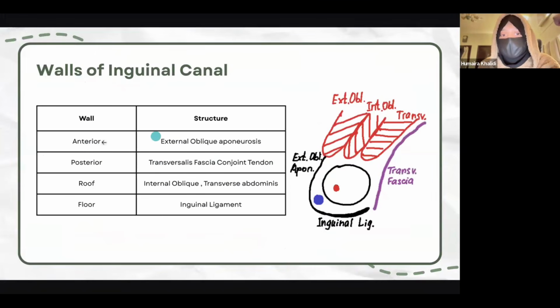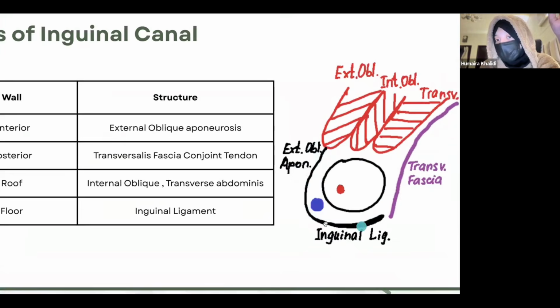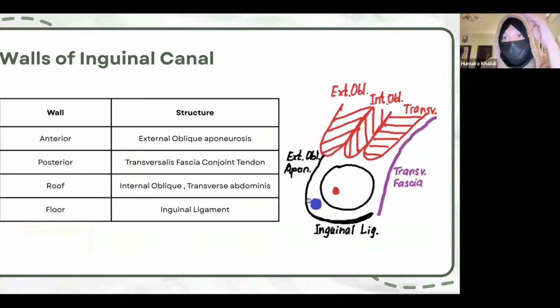The walls of the inguinal canal: anteriorly, you have the external oblique aponeurosis. Posteriorly, you have the transversalis fascia and the conjoint tendon. The conjoint tendon is nothing but the internal oblique fibers continued. The roof is the internal oblique and the transverse abdominis. The floor is going to be the inguinal ligament. If someone asks you what the inguinal ligament is, it is basically the aponeurosis of the external oblique, which is just continued.